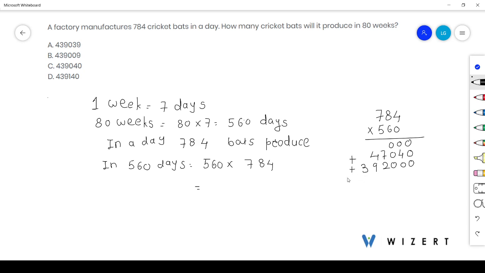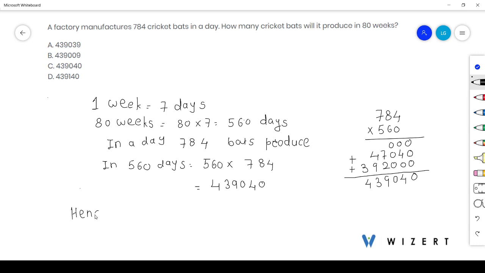Now add these three values. 0 plus 0 is 0. 4 plus 0 is 4. Again this 0. 7 plus 2 is 9. 9 plus 4 is 13. 1 carry over. 3 plus 1 is 4. So it is 439,040.